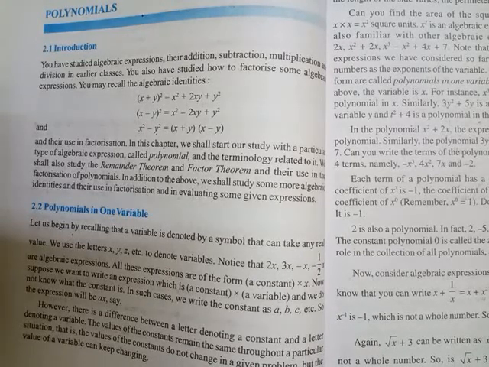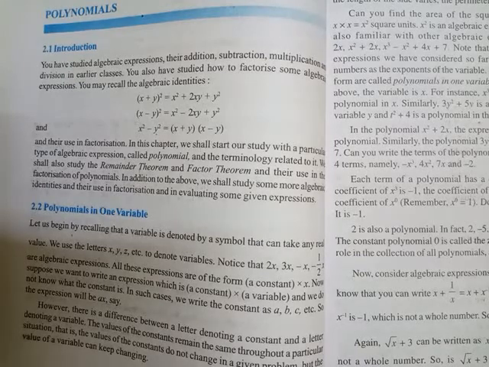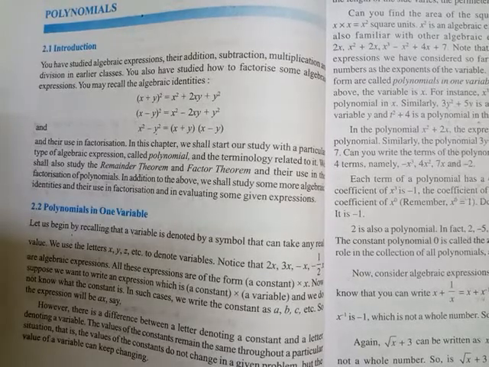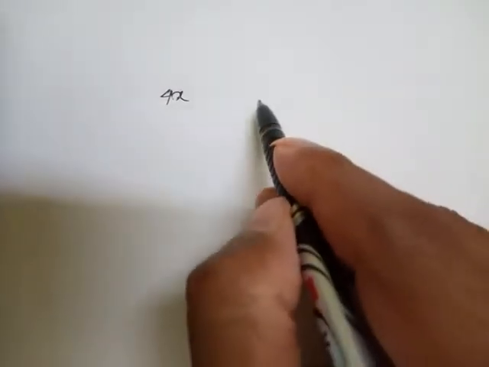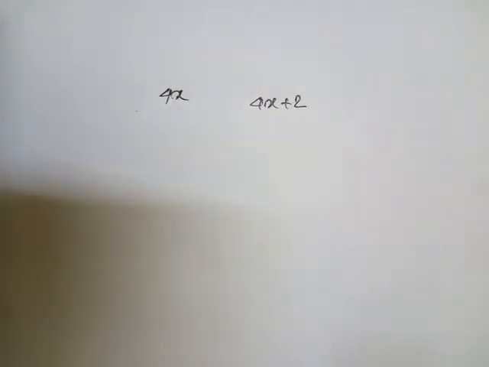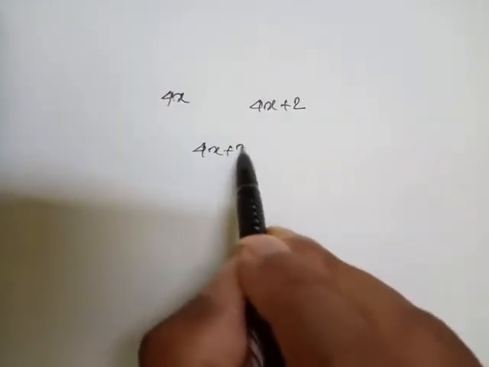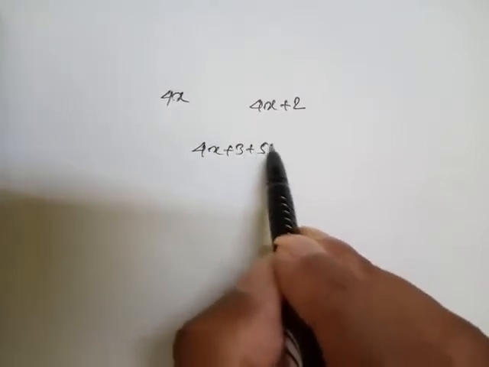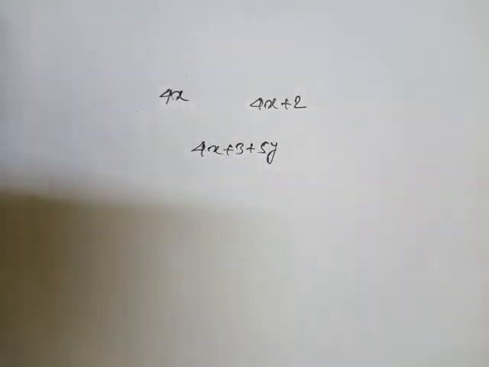Only one term. If I give you some examples, you will get a clear idea about the polynomial. Look students, if I write only x or 4x like this, this is called a monomial, meaning only one term. Now if I write 4x plus 2, there are two terms, so it is called a binomial. If I write 4x plus 3 plus 5y, there are three terms, so we can say that it is a trinomial.